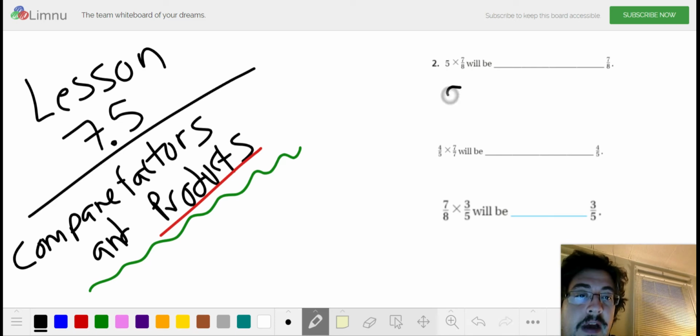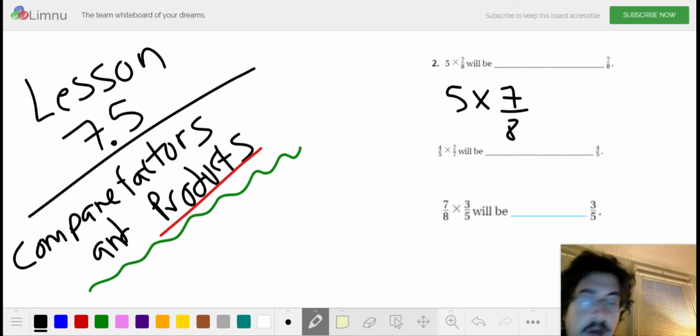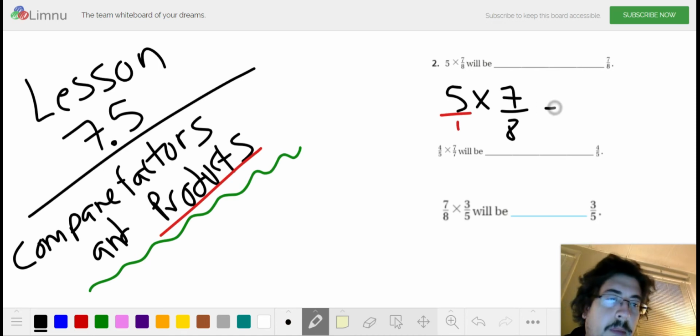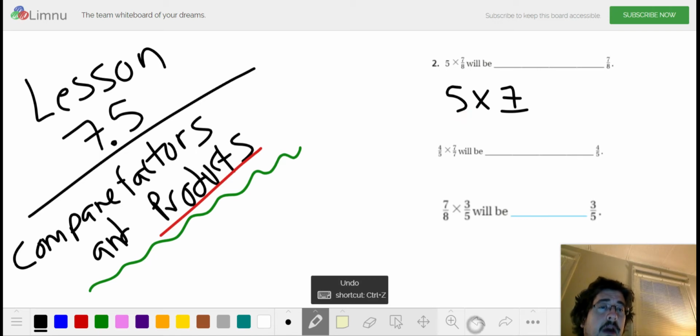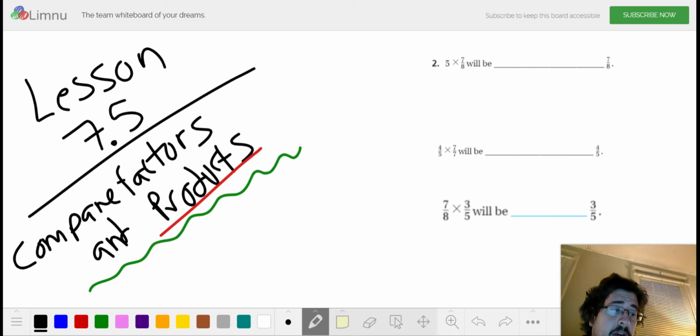So if I do 5 times 7/8, just like before in previous videos, I'm going to put a 1 under that whole number. I'm going to multiply my numerators and get 35. And I'm going to multiply my 1 by my 8, and I get 35 over 8, or 35/8. Well, 35/8 is definitely bigger than 7/8. So either way you reason it out, you can see that 5 times 7/8 will, in fact, be greater than 7/8.